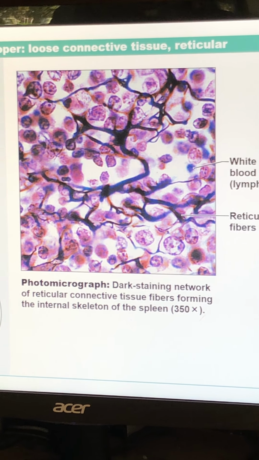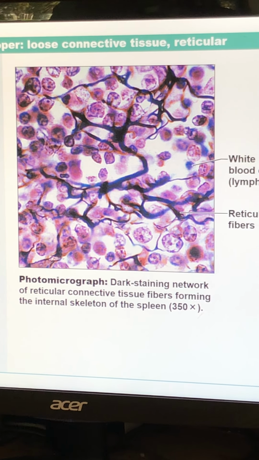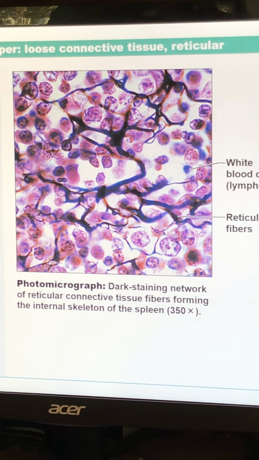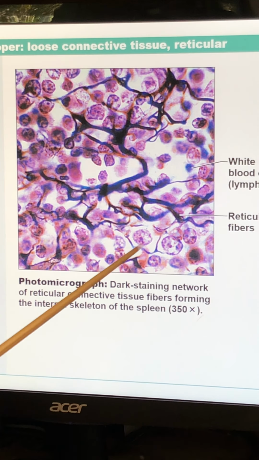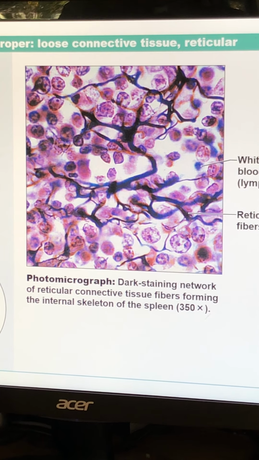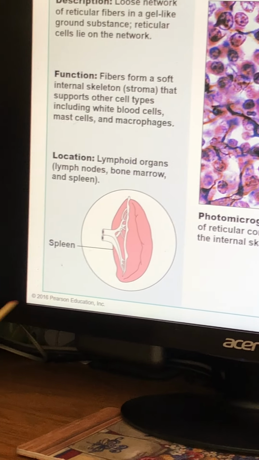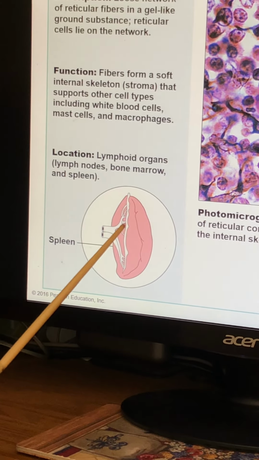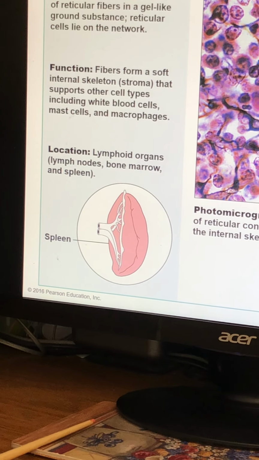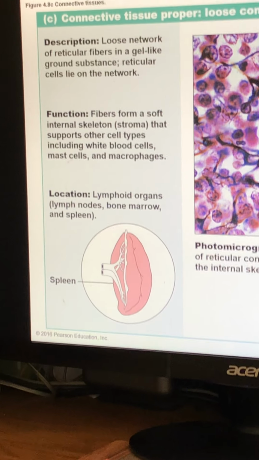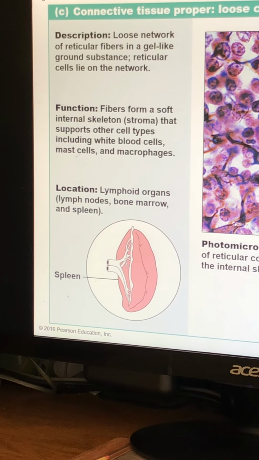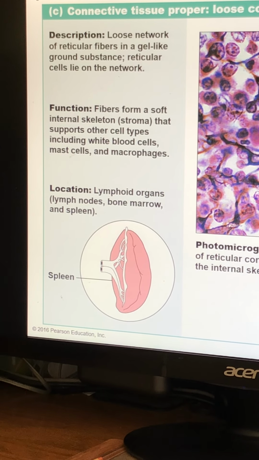Reticular connective tissue is probably easiest to sum up by saying this is what's going to be inside of a lymph node. So they do say, where would you find it? Well, you're going to find it in the spleen, because as blood goes through the spleen, it filters all of the dead red blood cells out. So I'm going to give you a quick AMP2 lecture on lymph nodes.